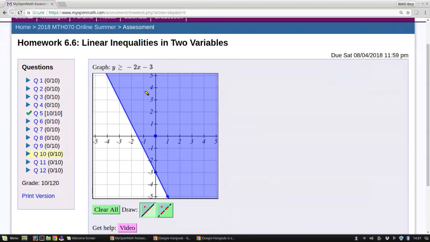Every point in the shaded area should lead to a true. But what if I pick a point on the line? Like here it says 1, negative 5 is on the line. So if I plug in 1 here, I'll get negative 2 minus 3 is negative 5. Y is also negative 5, so my statement says negative 5 is greater than or equal to negative 5. So there's the or equal to part. The equal to part is the line. I think I'm looking good.